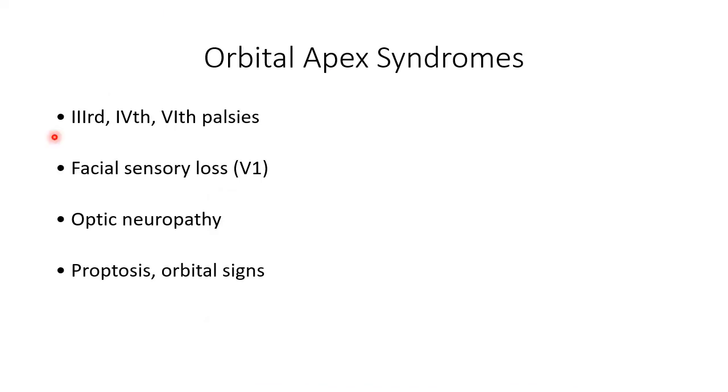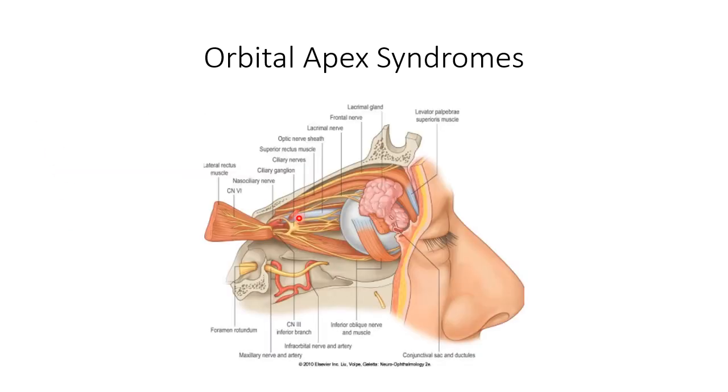So in the orbital apex, you just have a third, fourth, and sixth nerve, as well as V1. But now it also includes an optic neuropathy. Note that an optic neuropathy was not part of the superior orbital fissure syndrome that I just discussed. And so when you have a lesion in the orbital apex, you will have a third, fourth, as well as a sixth nerve palsy and V1 sensory loss with an associated optic neuropathy. And because this is typically an orbital process, you must be alerted to the possibility of having proptosis and orbital signs such as pain and tenderness. So here would be the place where you would have an orbital apex syndrome, again, where all the nerves come together with the optic nerve.